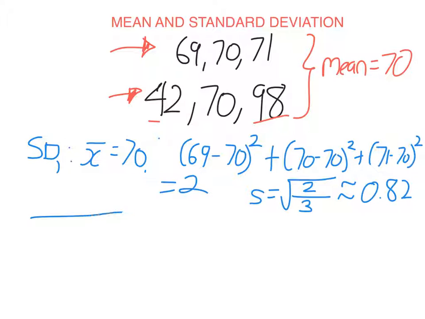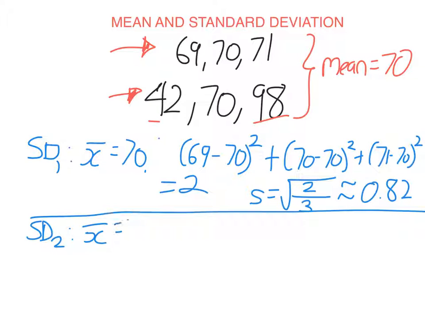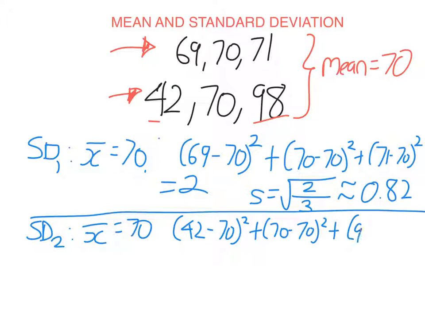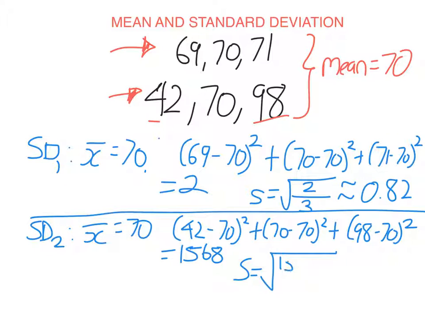Now I'm going to calculate the standard deviation for the second set of scores. So again, the average was 70, and again I take each score, I subtract the mean and square it, and I add all of these up. So this is the sum of the squares, remember? And I can put that on my calculator, I get 1,568. So the standard deviation is the square root of the sum of squares divided by how many there are. And putting that on my calculator, I get about 22.9.